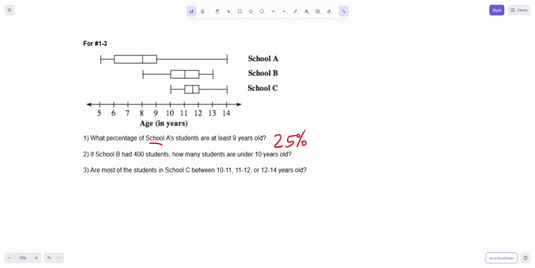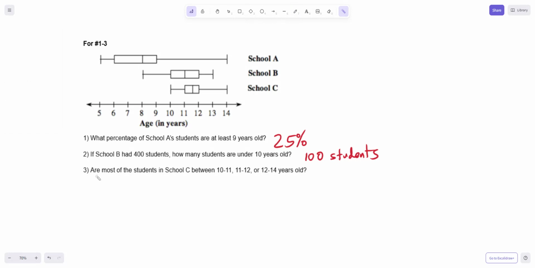B, if school B had 400 students, how many students are under 10? So school B, this represents 400 students. How many students are under 10? So under 10 would be here. That's again 1/4 of 400, or 400 divided by 4 is 100 students.